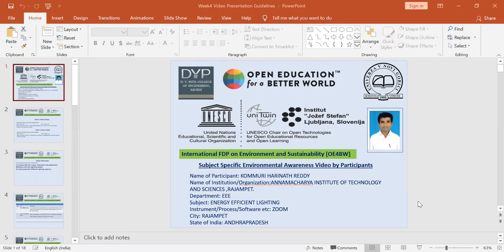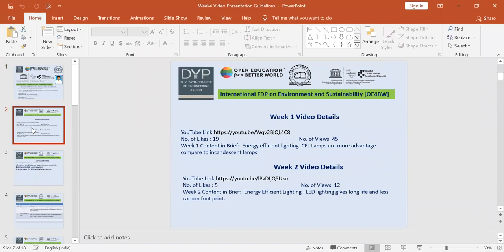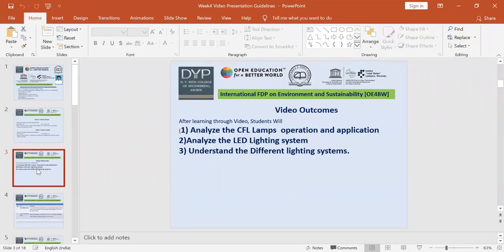I am going to discuss energy efficient lighting. Already in the first week, we have discussed energy efficient lighting. That is the week 1 video details, and these are the week 2 video details and the video outcomes. There are different types of lamps, and different lighting systems you can analyze. At the same time, analyze CFL lamp operation and application, and analyze the LED lighting system also.